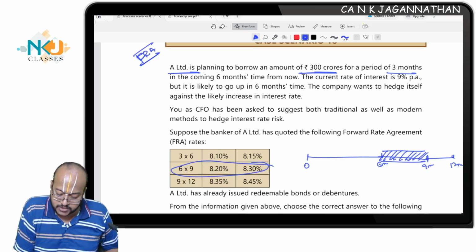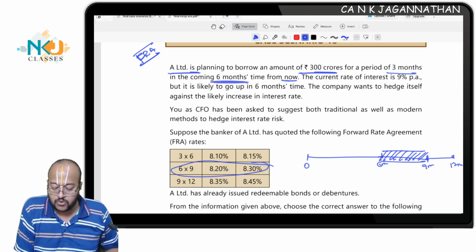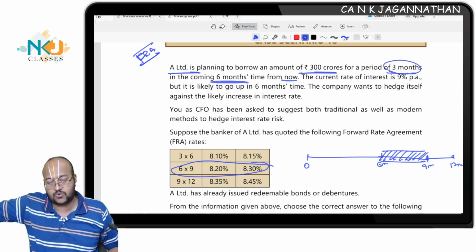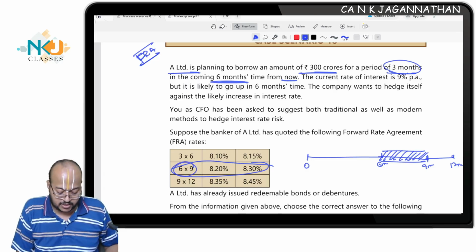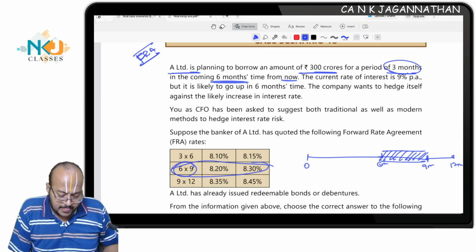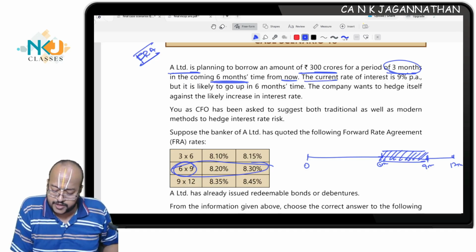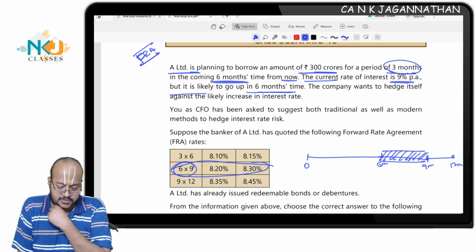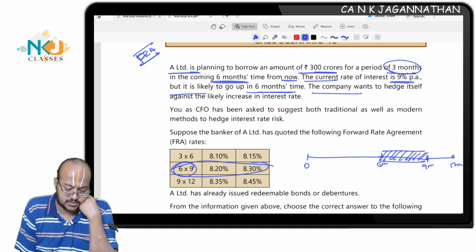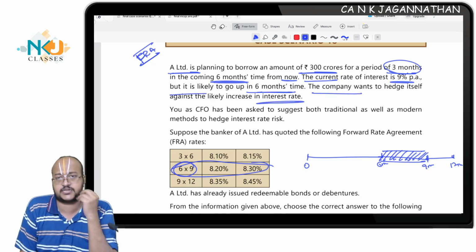Because after a period of 6 months from now, for a period of 3 months, the total period is 9 months. The starting period is 6 months, so you should select the 6 into 9 FRA. Now, the current rate of interest is 9% per annum, but it is likely to go up in 6 months time. The company wants to hedge itself against this likely change in interest rate.